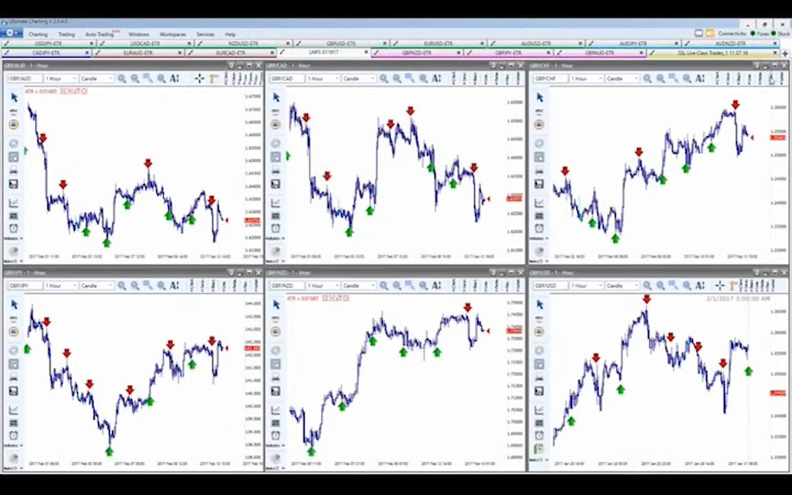Now you should see 6 different charts on your screen. Once again, these are the 6 currency pairs we're going to utilize. Up in the left-hand corner, this is the Great British Pound Australian Dollar. In the center, we have the Great British Pound Canadian Dollar, Great British Pound Swiss Franc in the upper right, Great British Pound Japanese Yen in the bottom left, Great British Pound New Zealand Dollar, bottom center, and the Great British Pound US Dollar in the bottom right.